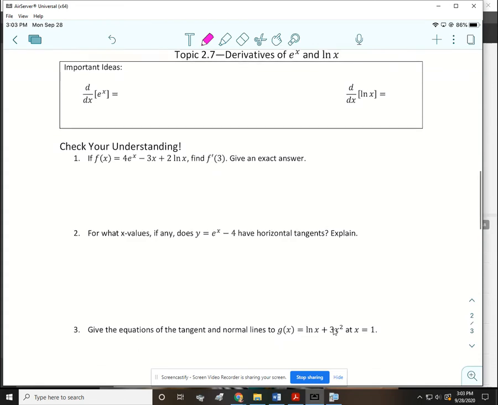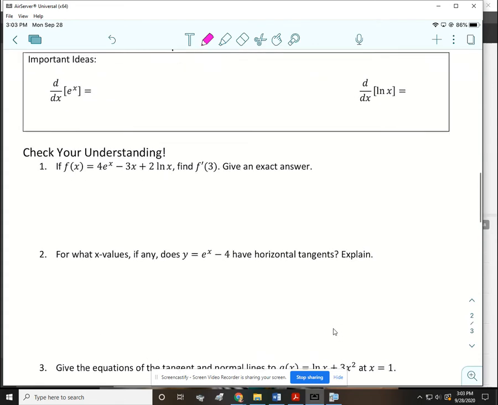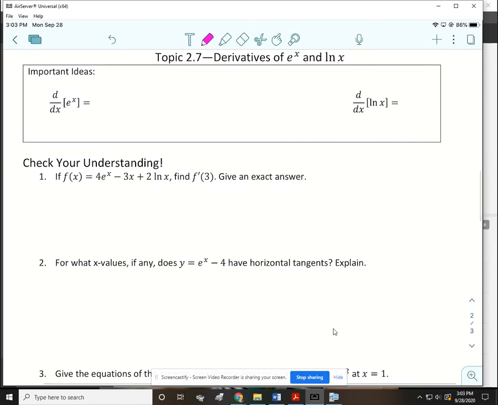All right, so what you should have found by doing the front side is that e to the x is its own derivative. So the derivative of e to the x is e to the x. All those values give you the slope at that value. It's kind of crazy. And then hopefully you also figured out that the derivative of ln of x is 1 over x.